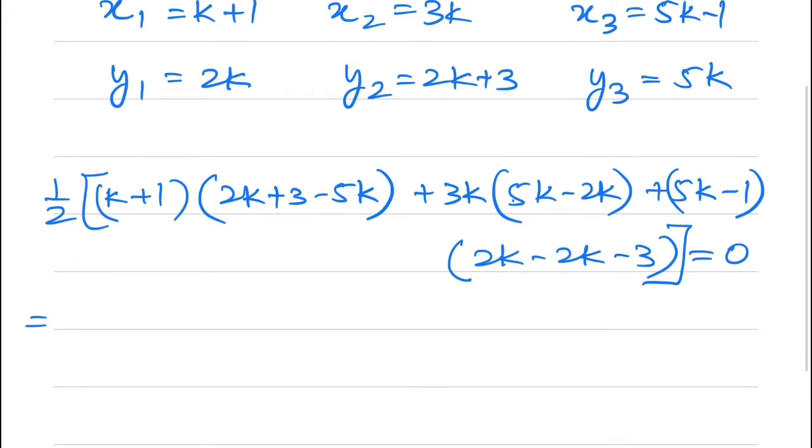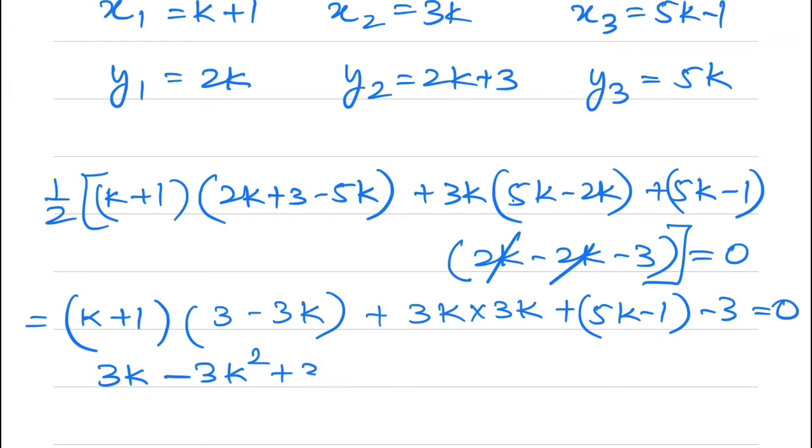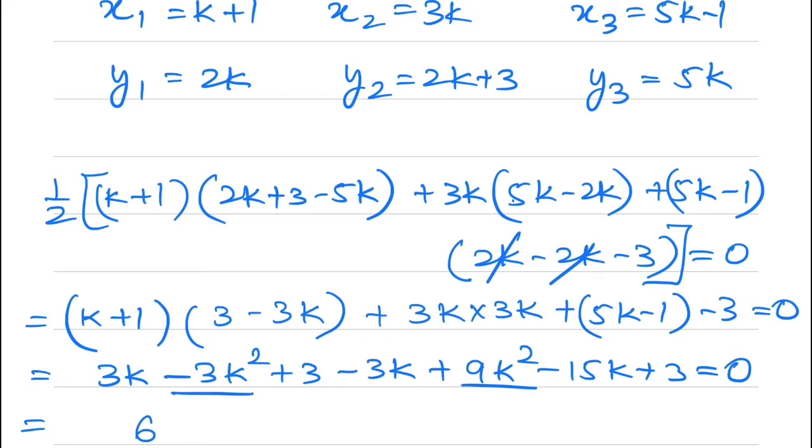Now half goes that side and it also becomes 0. k plus 1 into 3 minus 3k plus 3k into 3k plus 5k minus 1. This gets cancelled. Minus 3 is equal to 0. 3k minus 3k square plus 3 minus 3k plus 9k square minus 15k plus 3 is equal to 0. 6k square, and this gets cancelled. So minus 15k plus 6 is equal to 0.